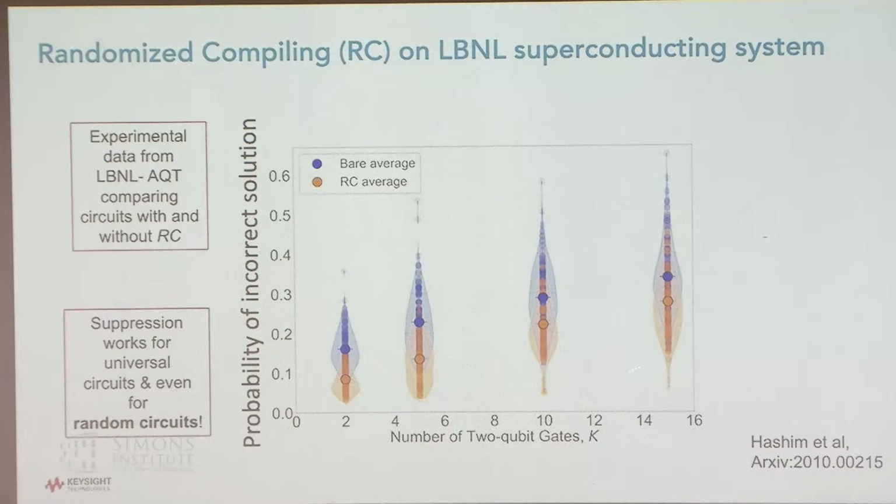Here's some experimental data on the system down the street from Irfan Siddiqi's lab. This is a paper we published with them showing the use of randomized compiling. And in this data in particular, it's randomized compiling on random circuits. So we often have people tell us randomized compiling doesn't help with random circuits. Well, if you're running a fixed random circuit, then yes, it does. It reduces the error because it's getting rid of the coherence in that random circuit.